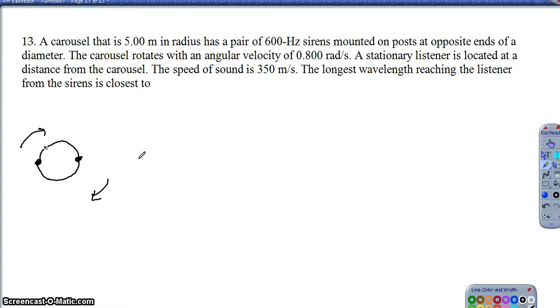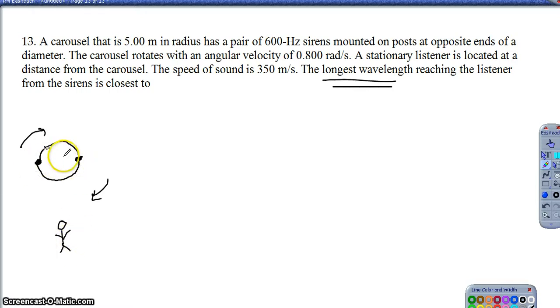So they ask us, what is the longest wavelength that will reach a stationary observer? So let's suppose we have a stationary observer down here just watching this carousel, right? They're asking for what's the longest wavelength that will reach that listener's ears. Well, the key concept here is the frequency is going to change because as the object rotates, the velocity changes with respect to the observer, right?